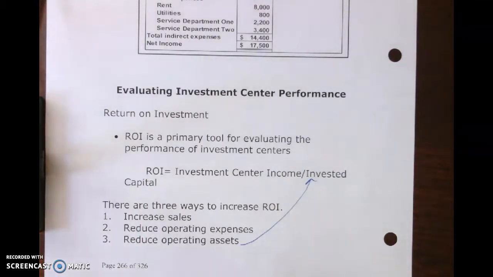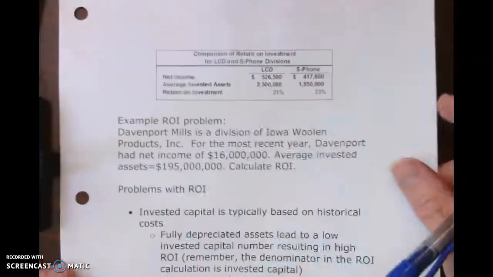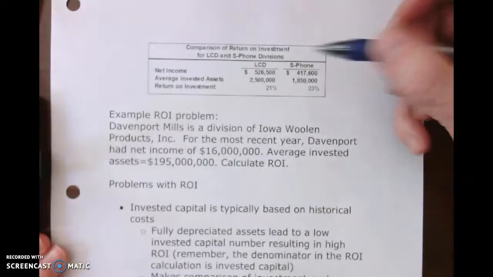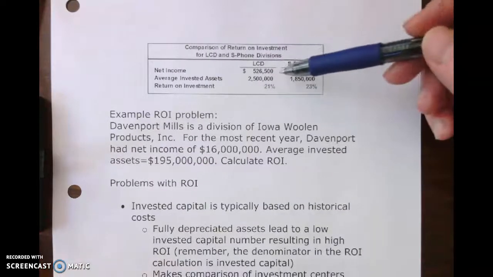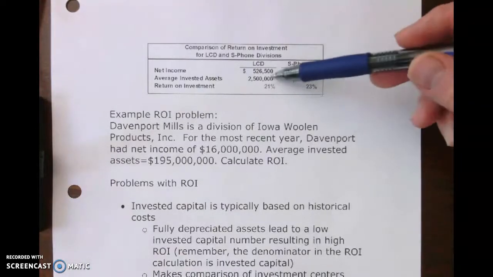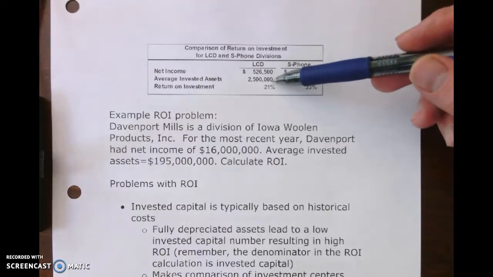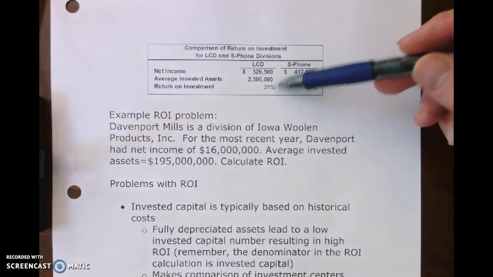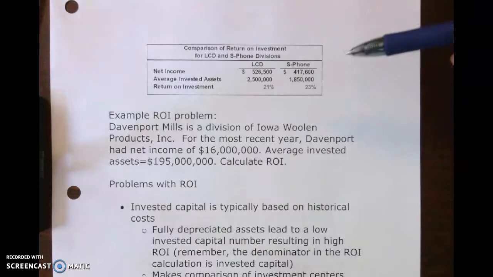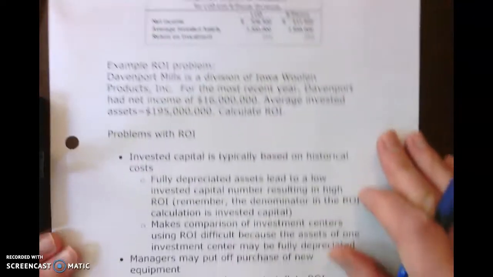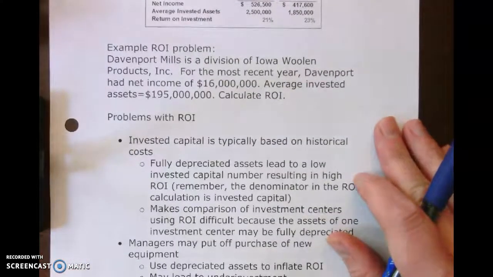If we come over here, we look at some example investment center problems. We have two different divisions, the LCD and the S phone. We have our net income, and then we have our average invested assets. So I take net income divided by my average invested assets, which gives me my return on investment: 21% versus 23% right over here. Then we have another example problem. We can just do this one together right over here.